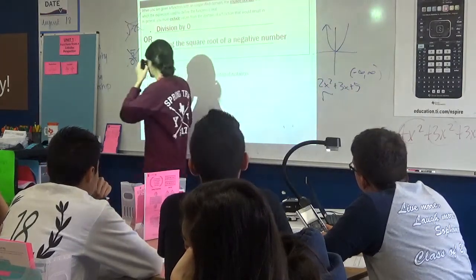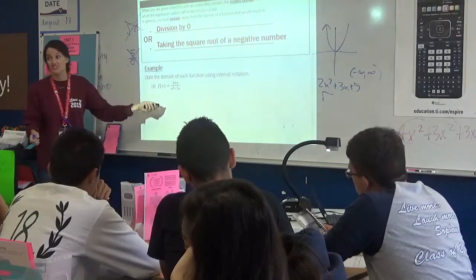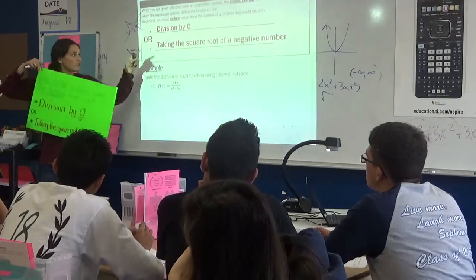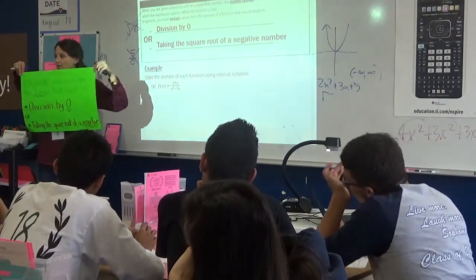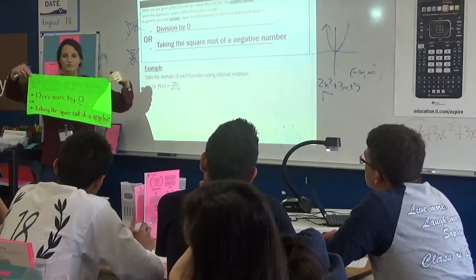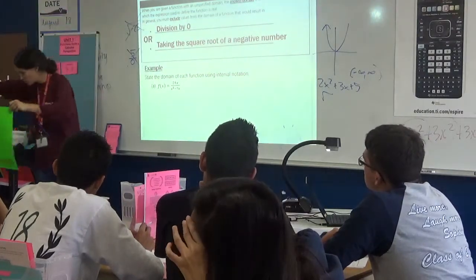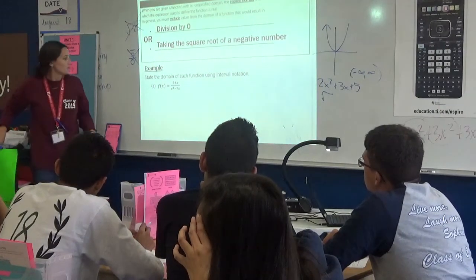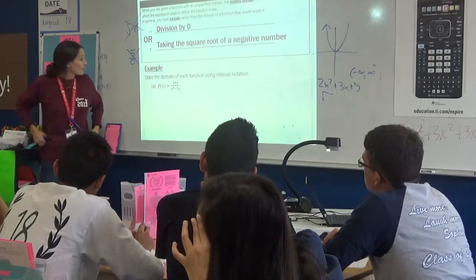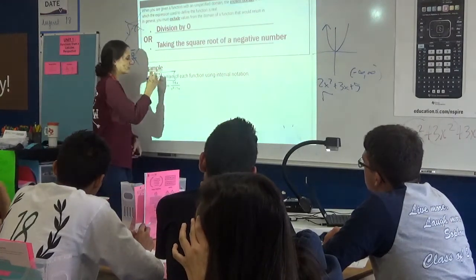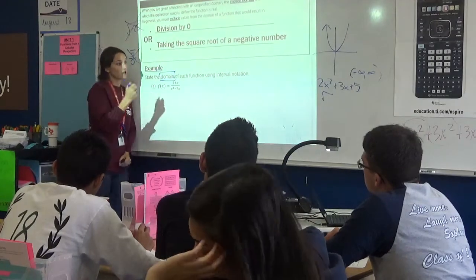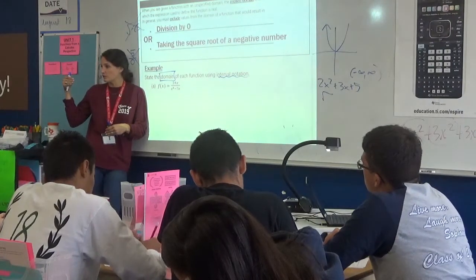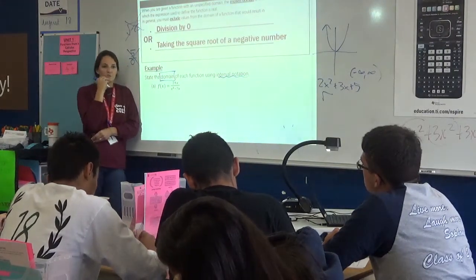Okay? Let's talk about something that looks like this. Oh, and notice my handy dandy poster. It's in your notes. As we move on throughout this unit, I will have this around for you to remember our 2 main issues we're going to have when we are looking at a domain, all right? So, let's look at this function. We want to state the domain using interval notation. That's why we practiced interval notation earlier. We want to know what x values we can have.